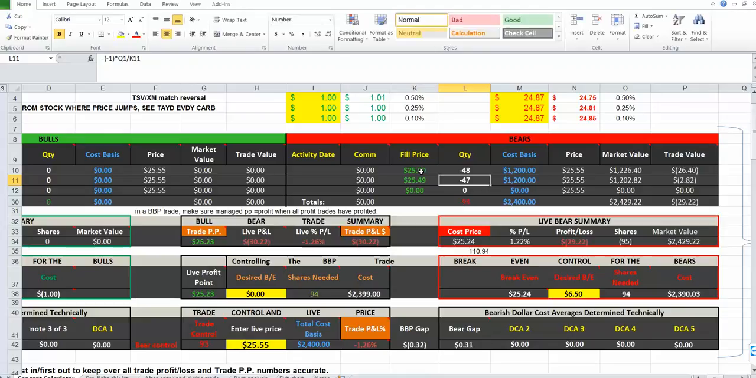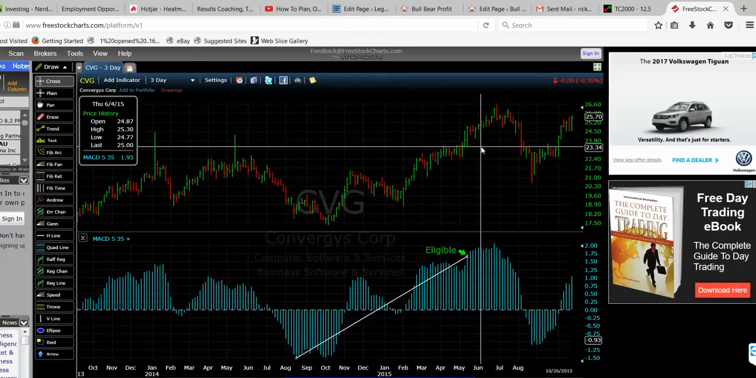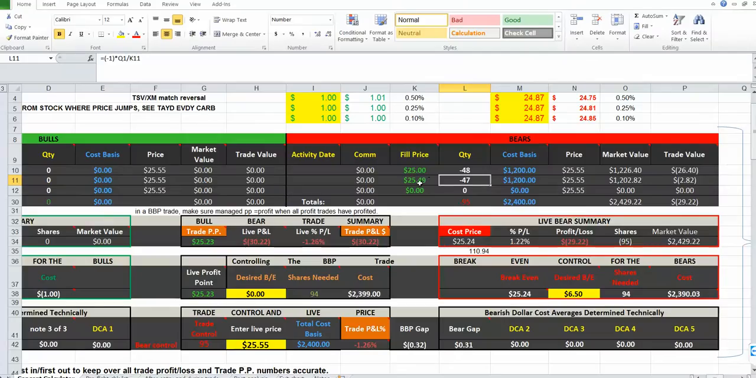25.49. Okay. 25.49. I always double check my numbers. 25, that's where it says last in the data box. I go to the next reversal, 25.49. So I confirm that. So now our profit point's going to occur at 25.23 or break even. Okay? 25.23.